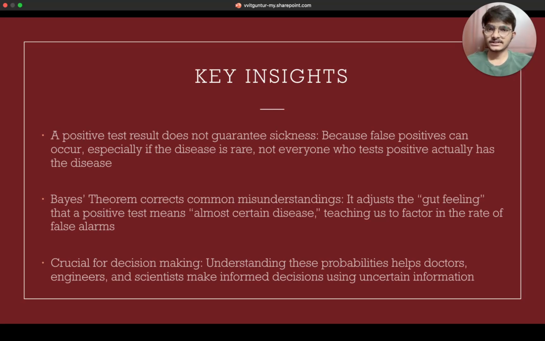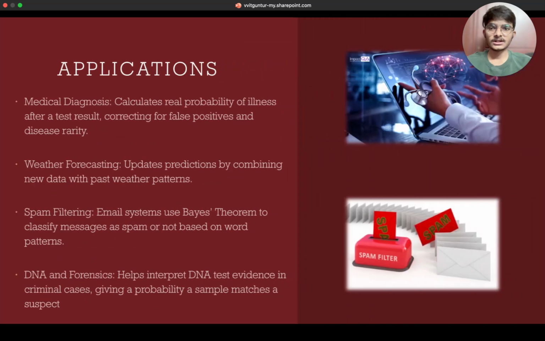Now, Bayes theorem is very crucial for decision making. Instead of gut feeling, when we use Bayes theorem, we will get a more accurate answer. Understanding these probabilities helps doctors, engineers, and scientists make informed decisions. From this point, you can understand that in every industry, this theorem is useful, which is used to conclude some results about uncertain information. Now, we'll discuss the applications of the Bayes theorem.